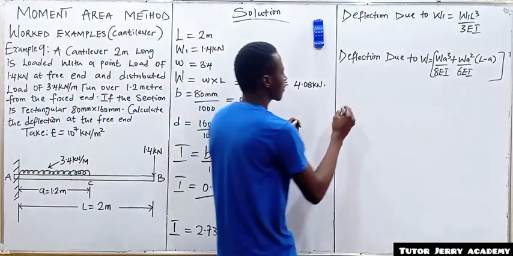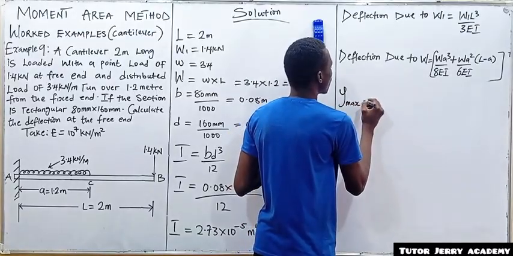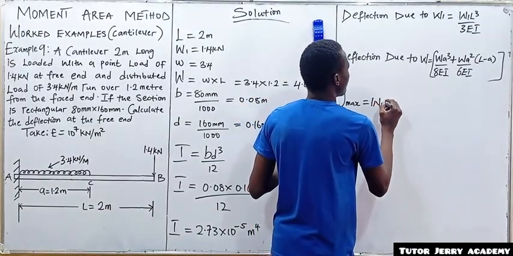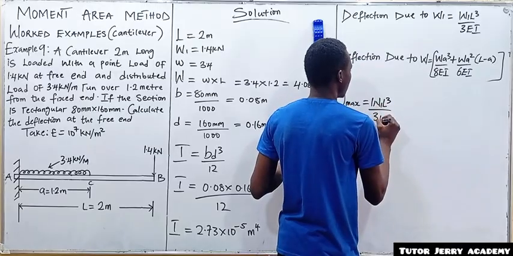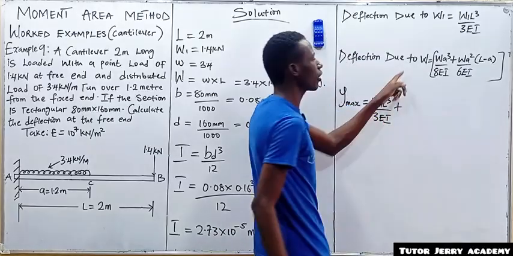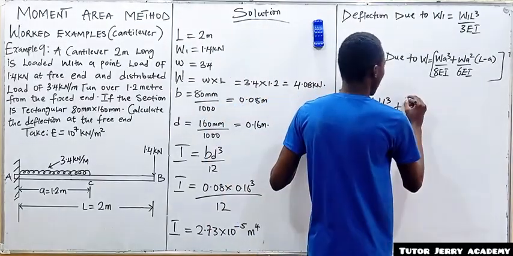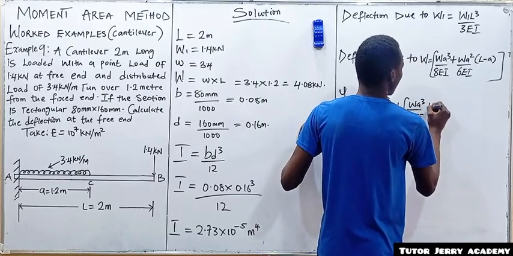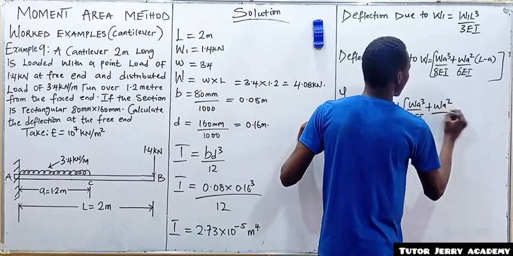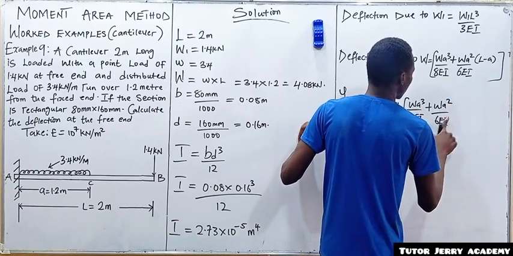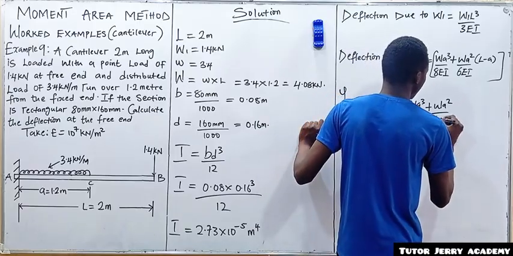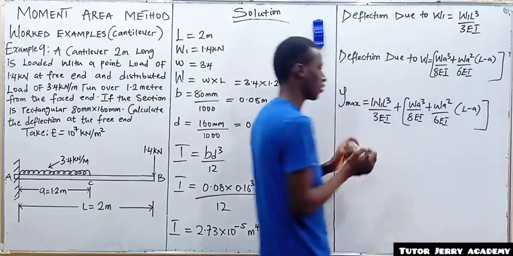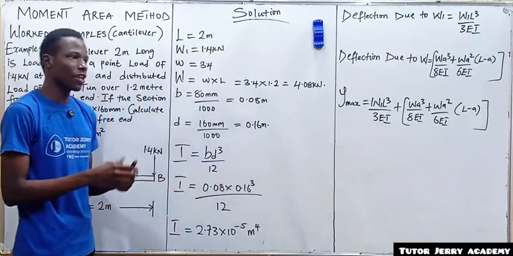All right. So Y max will be equals to what? Deflection due to W1, which is W1 L to the power of 3 all over 3 EI plus deflection due to W, which is the bracket of WA to the power of 3 all over 8 EI plus WA to the power of 2 all over 6 EI into L minus A, close the bracket. All right. So this is what we have after substitution.